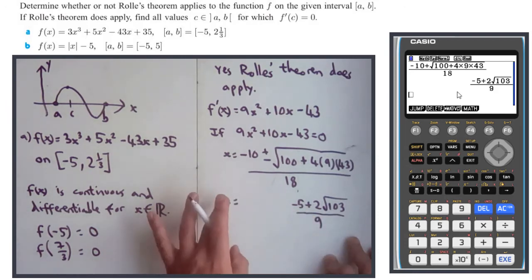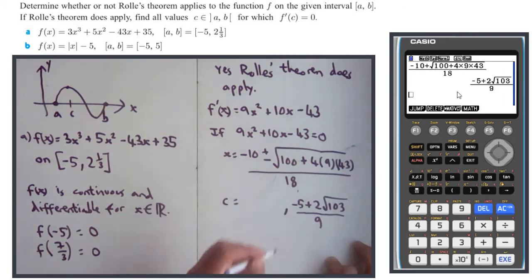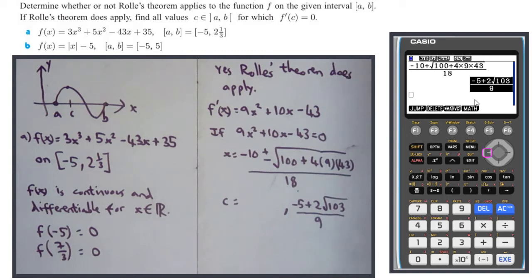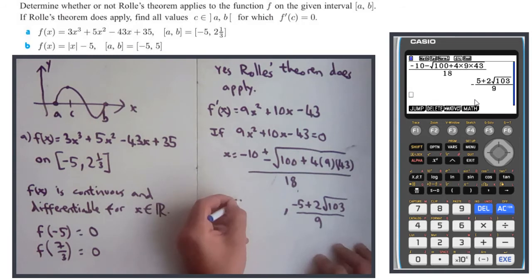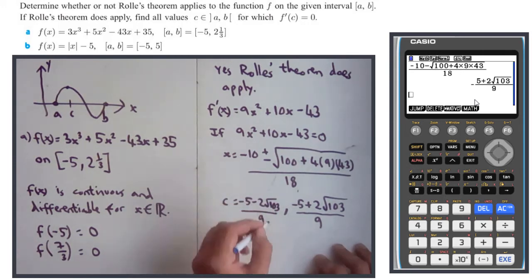I say x, it's not really x, is it? We're talking about c, because we're looking for the values of c such that f dash c equals 0. So the second solution will come just from going into here and changing the plus to a minus. So the other solution is x equals minus 5 minus 2 root 103 over 9.